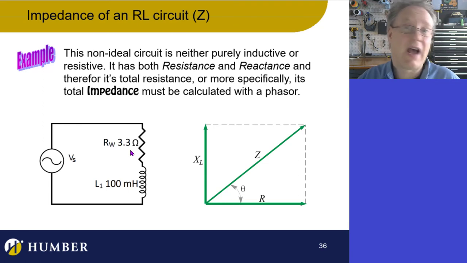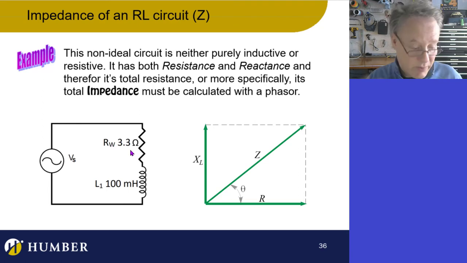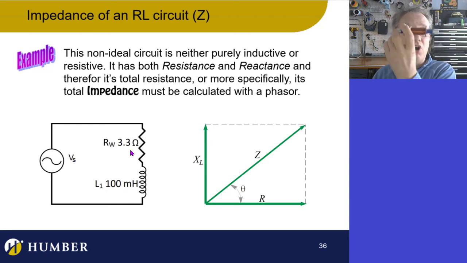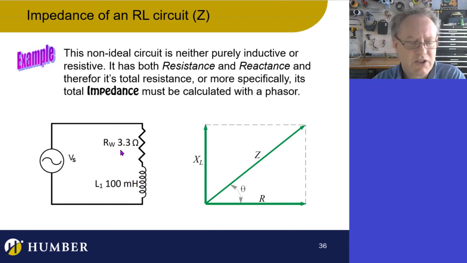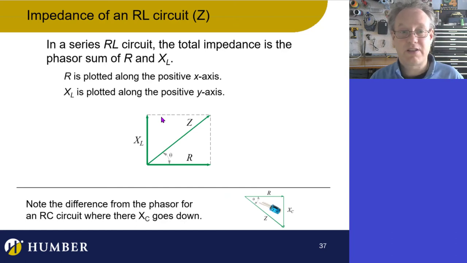It's actually pretty high for a winding. It's probably a really long winding, a really big winding. Actually, this is probably more like 15 ohms or 20 ohms, because it's really thin wire. But let's say 3.3 ohms. And then our inductance is 100 millihenries. So what do we do about this? Well, we have to calculate the total impedance. And in this case, you've seen this formula before.